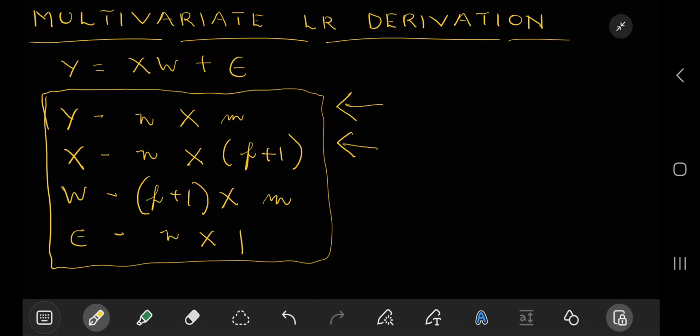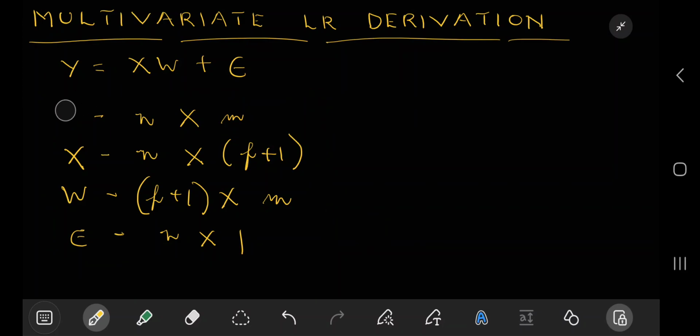For the intercept. And the w matrix is a p plus 1 by m matrix, in which p plus 1 corresponds to the p features of x plus the intercept. And m is the m different targets in y. And epsilon is an n by 1 matrix, which corresponds to the n different data points. So I'm going to erase this. Keep this very clearly in mind, because the dimensions of each of the matrices are very important.